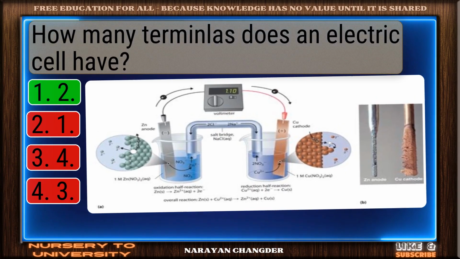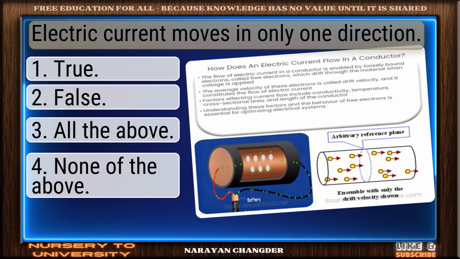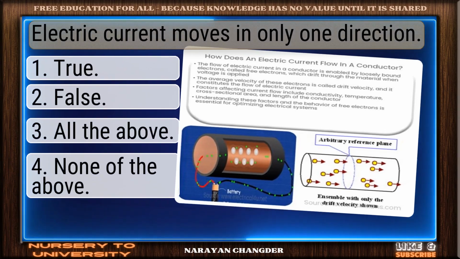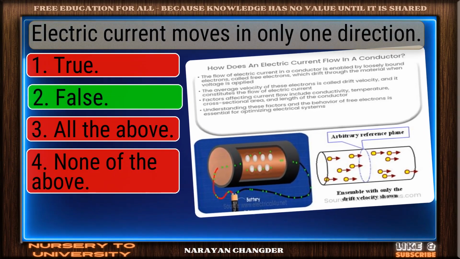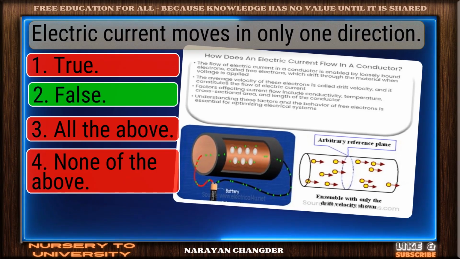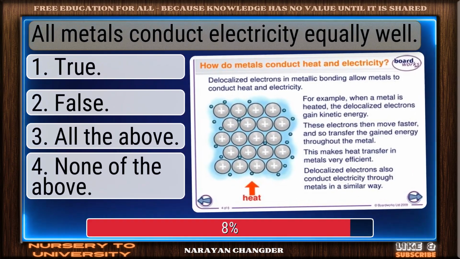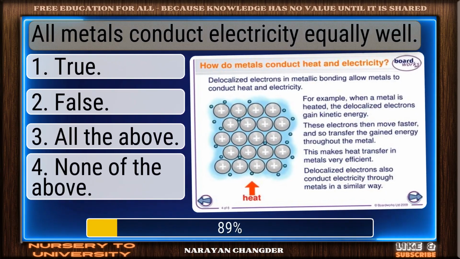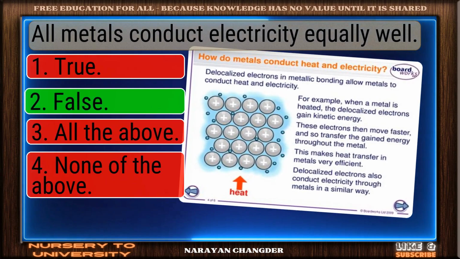Exactly. 2 makes sense, and it is the right choice. Electric current moves in only one direction. You chose false, and it is correct. All metals conduct electricity equally well. Solid response. False is a valid choice.